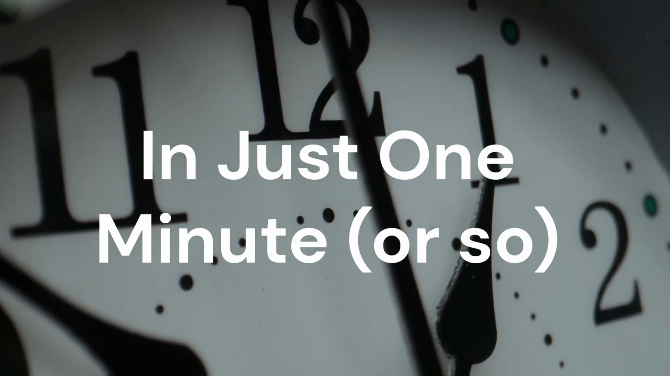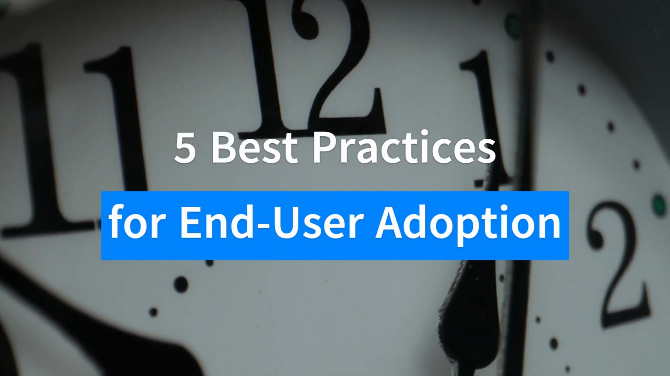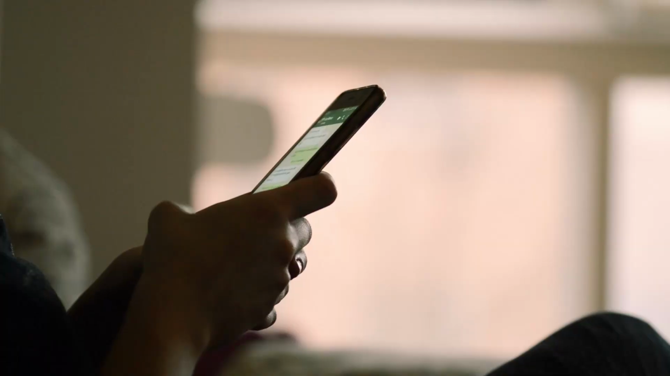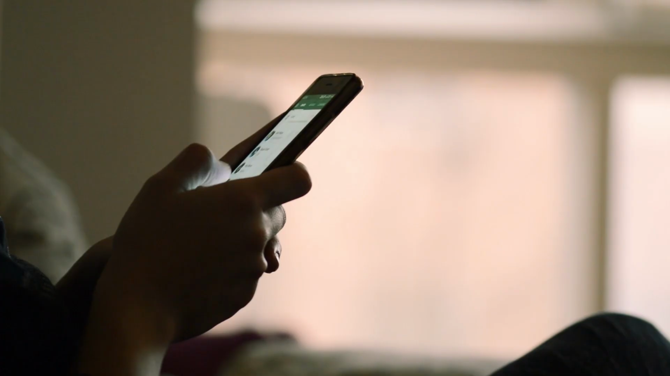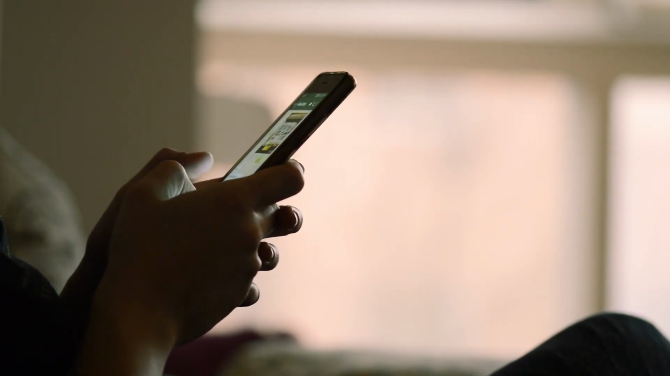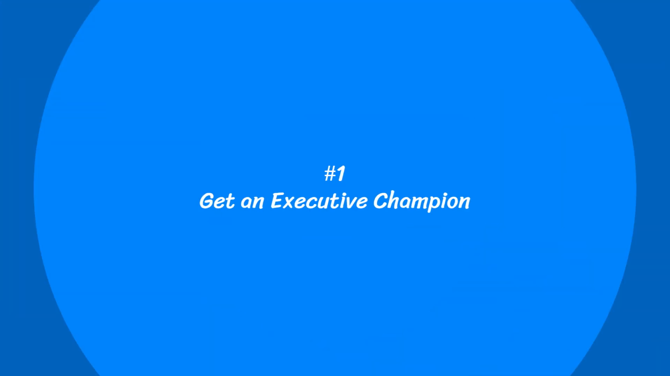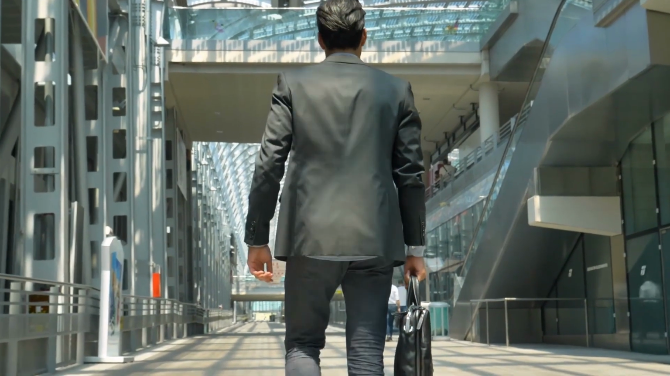Today, we're talking about 5 steps to successful end user adoption. So, what we're talking about is the best practices, the 5 best practices to ensure that there is success for you, your users, and the whole organization. So, the first best practice is to get an executive champion. And you mean by somebody that is key to getting the buy in.